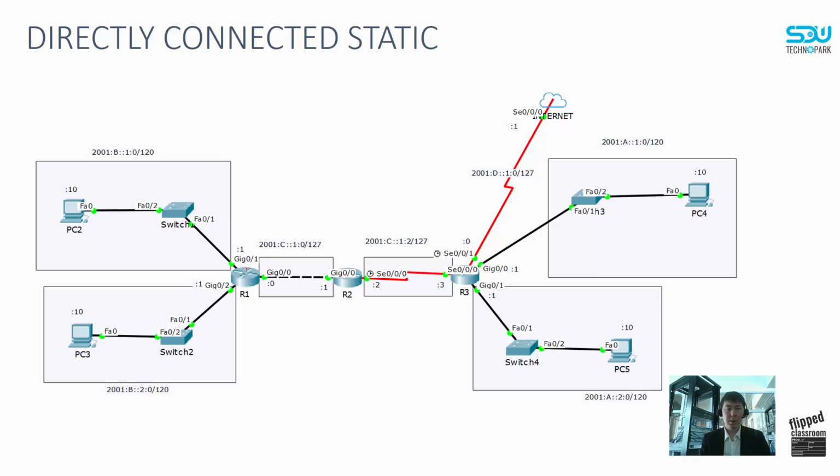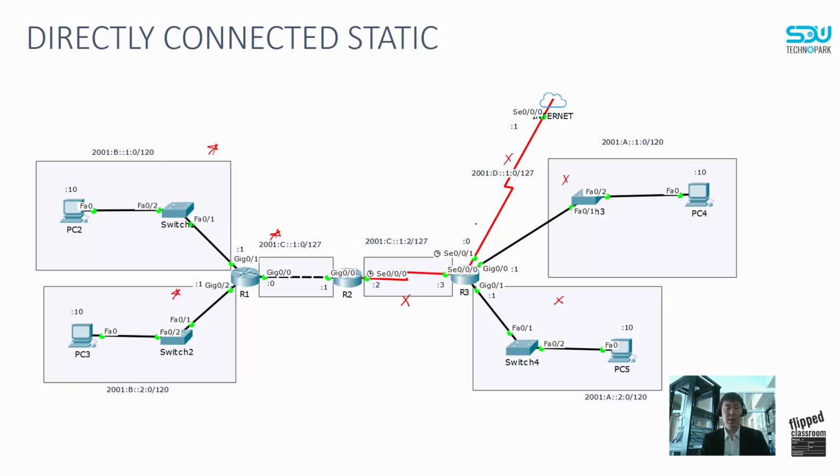We have router 1, which is connected to 3 networks: network 2001B:1 0 with prefix 120 and 20 with prefix 120. And here we have C1 with prefix of 127. So router 1 knows about this network, so I'll draw here stars, this network and this networks. And router 1 doesn't know about this network, so let me place X, this network, and also this network. It is not known by router 1.